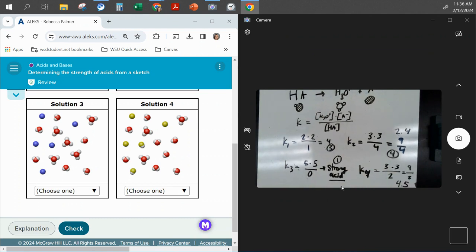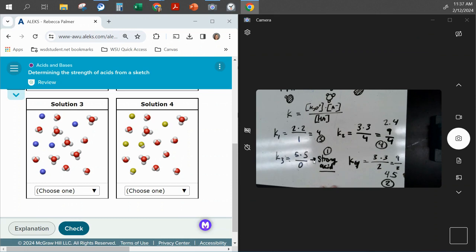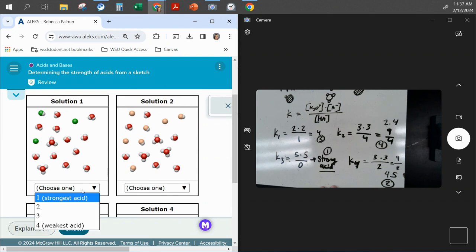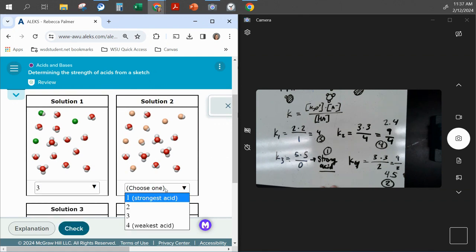So we're ranking them by the value. So strong acid is gonna be the strongest. Then this one is 4.5, so it's the next strongest. Then this one is 4, and then this one is 2 something. Weakest.